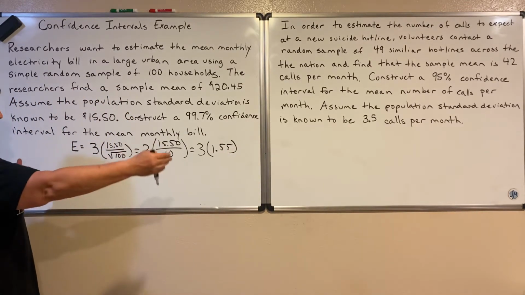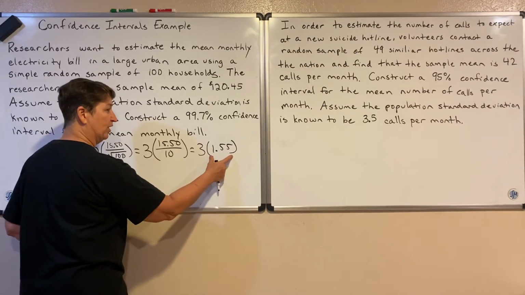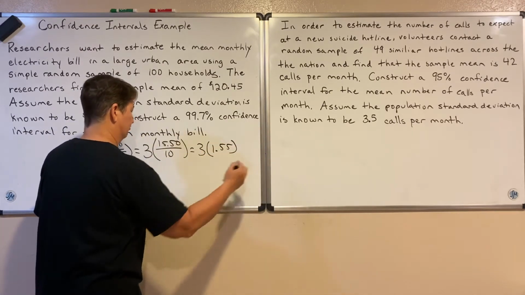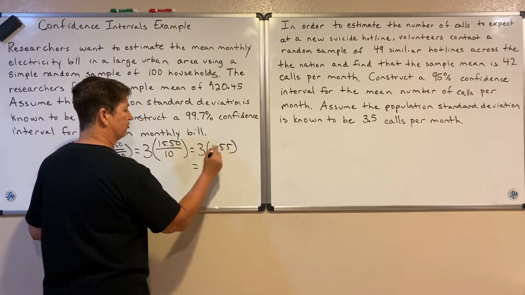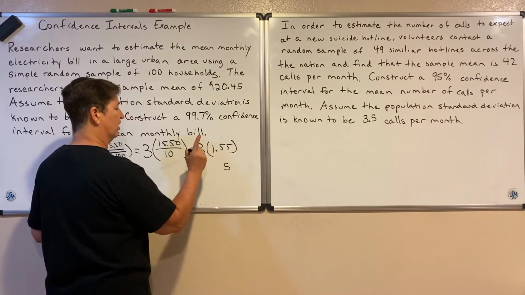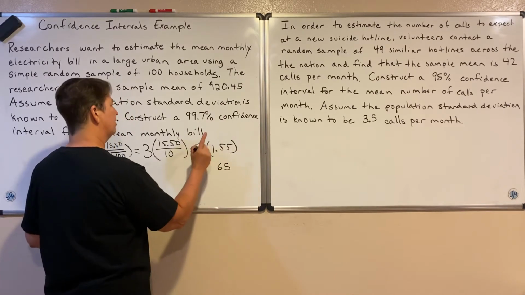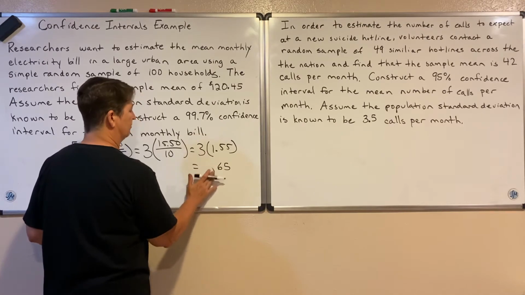Multiply that out 3 standard deviations. So that tells me 1 standard deviation is out $1.55, but I want to go out 3 standard deviations. So I'm just going to multiply 3 times that 155. So 3 times 5 is 15, carry a 1. 3 times 5 is 15, plus my 1 is 16, carry my 1. 3 times 1 is 3, plus 1 makes 4.